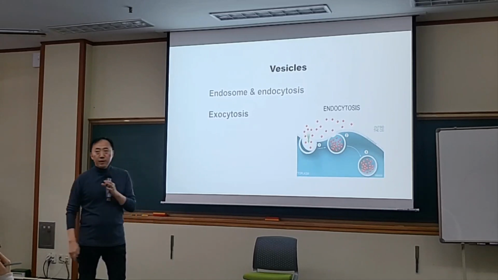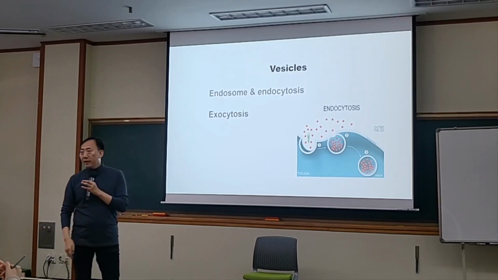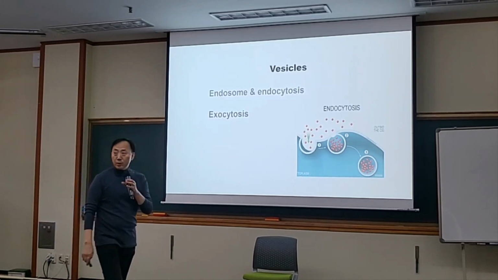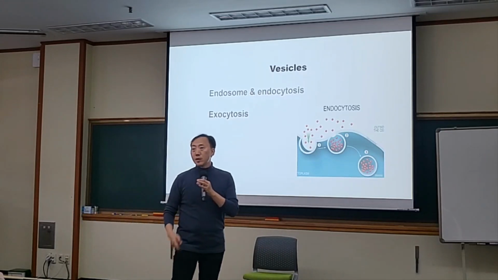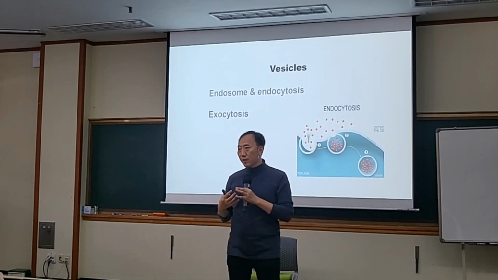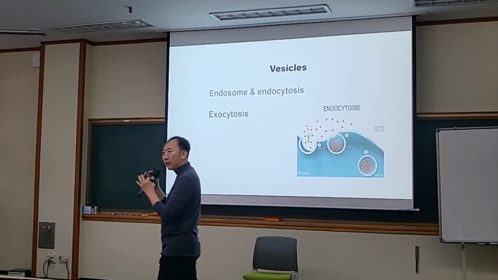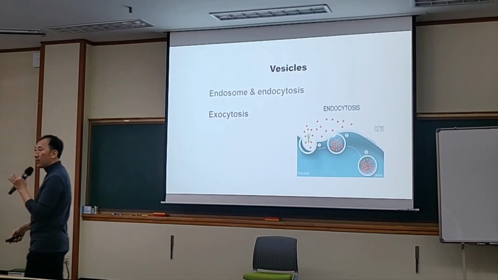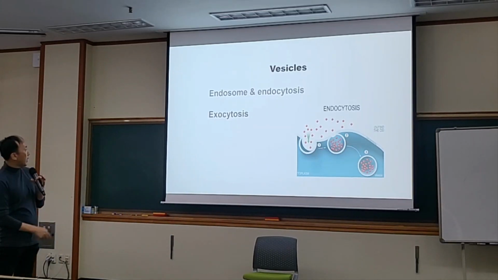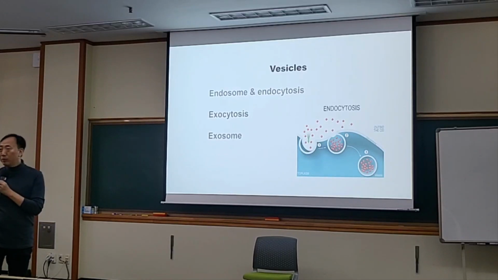And if you reverse this process, that process is called exocytosis. Makes sense, right? So coming in is endocytosis, and moving out is exocytosis. So that's the direction. Now, the endosome is formed this way. Then how do we form an exosome?